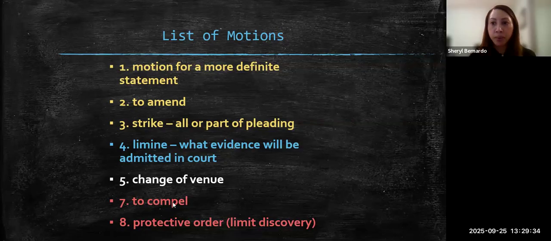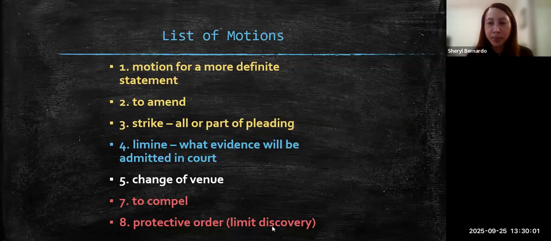Motion to compel, that's also a common one. When exchanging information and evidence during discovery, if one party won't fork over emails that are relevant to the case, you could ask the judge, could you force them to give me those emails? Because it's relevant to the case, right? And this is discovery. They're supposed to readily exchange information with us. A protective order.